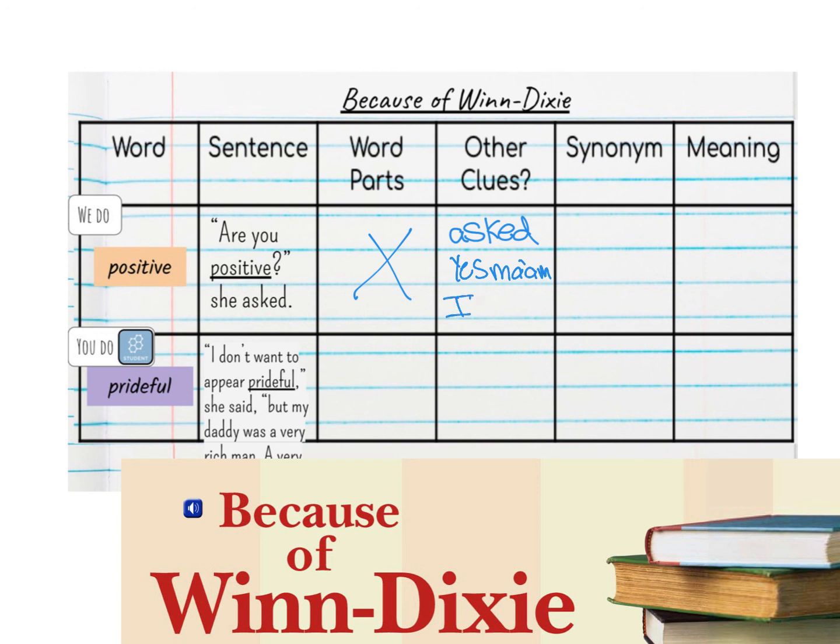I wrote yes, ma'am, but I erased it. And then I'm also noticing another word that I could plug in that means the same as positive that we've all heard, the word sure. So I'm going to write that as my synonym. Are you sure? She asked. Notice I can plug that in for the word positive. The word positive does mean sure. And maybe another word you've heard is certain. Are you certain? Those are synonyms. They mean the same. So now we know the word positive means sure or certain, and we know that because of the context clues around the word.